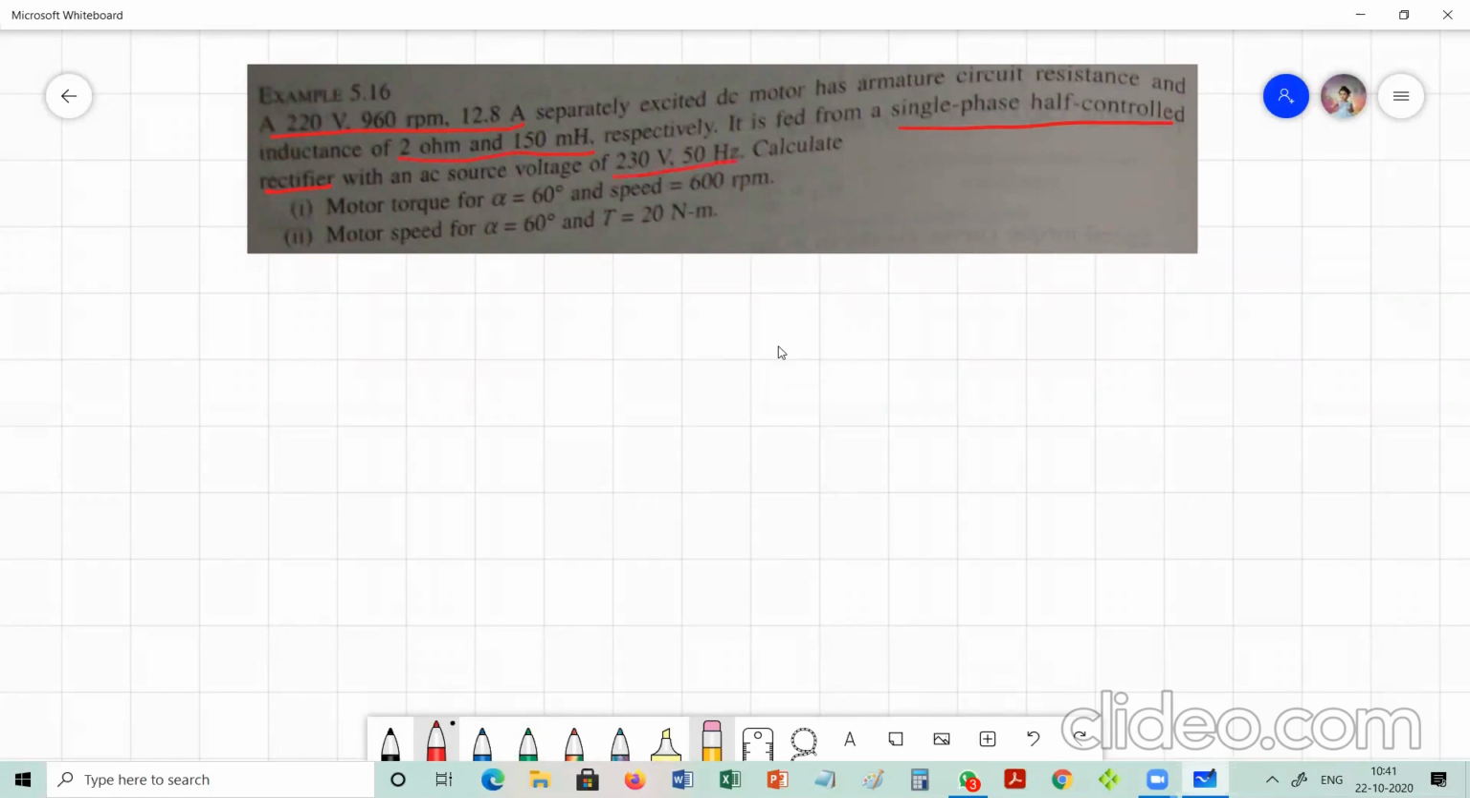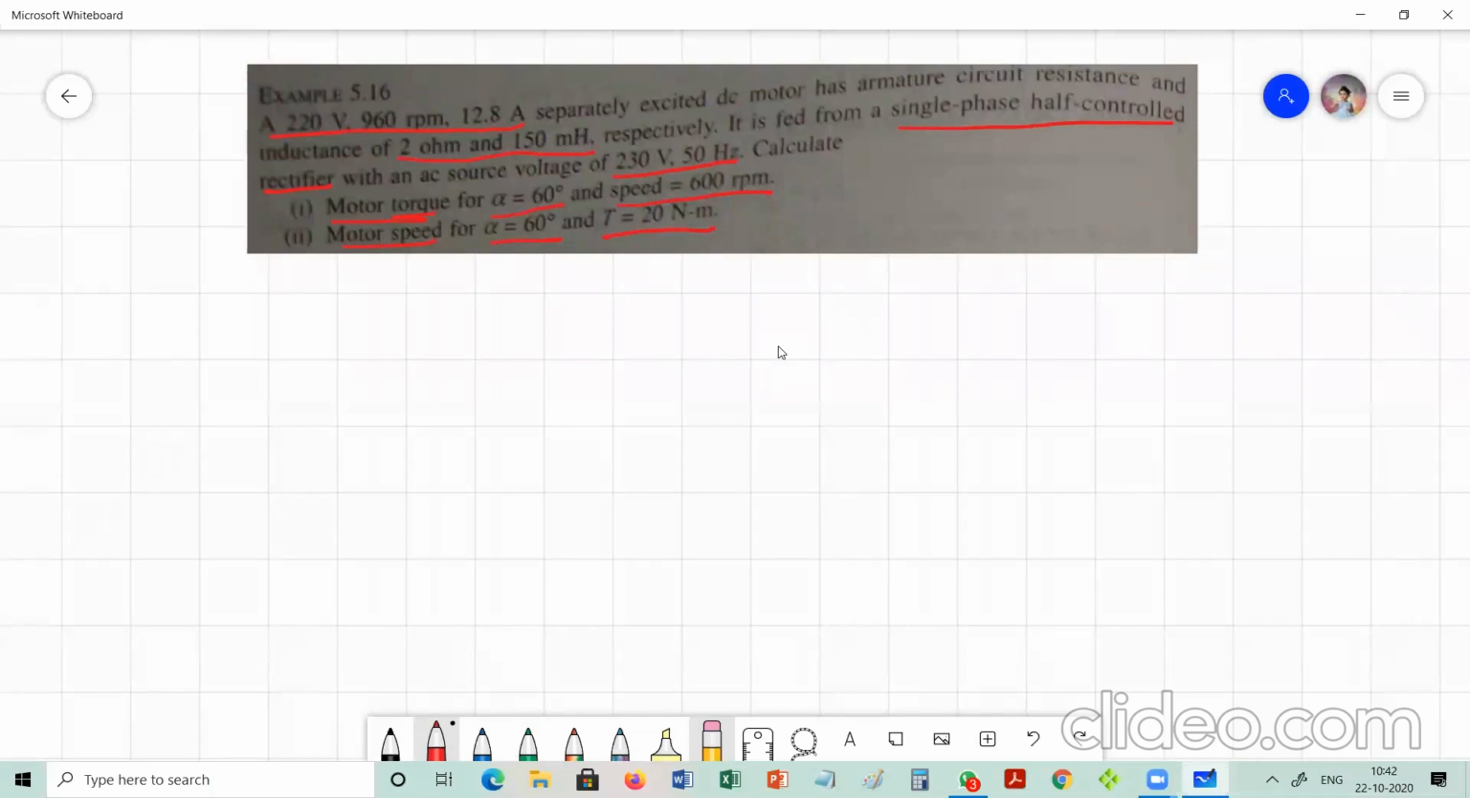Okay, we have to calculate motor torque. In the first case, for given alpha equal to 60 degree and for a speed of 600 rpm, obviously we have to calculate critical speed and identify whether the machine is operating in continuous or discontinuous mode, and we will go for further calculations if it is operating in continuous mode of operation. In the second case, we have to calculate motor speed for this alpha and given torque T. Okay, now we will solve.